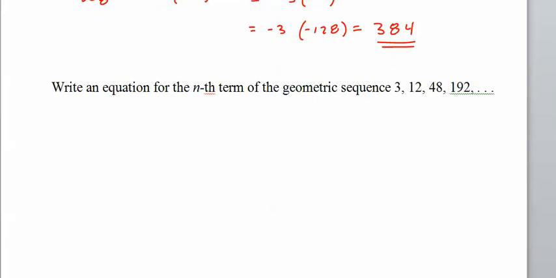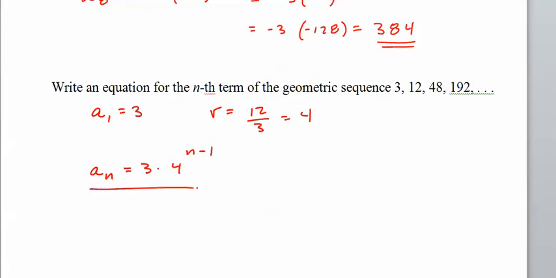How about writing an equation for the nth term of the geometric sequence? Well, what's A1? 3. Common ratio: the easiest one looks like 12 over 3, which is 4. We're done. A of n equals 3 times 4 to the n minus 1.